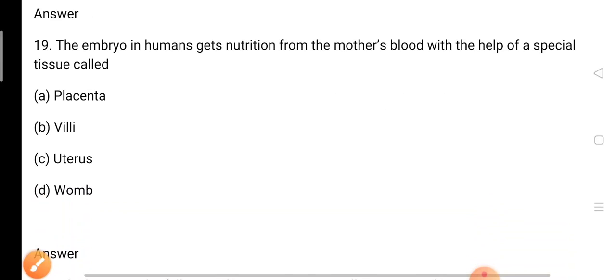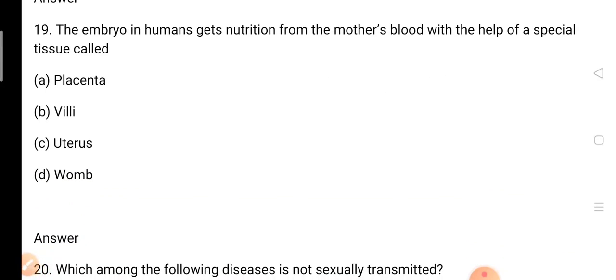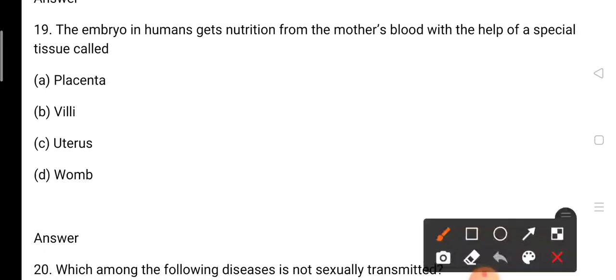Now the next question, the embryo in humans gets nutrition from the mother's blood with the help of a special tissue called, so the options are placenta, villi, uterus, womb. So placenta is the structure that provides nutrition to the embryo from the mother's blood. It is a disc-shaped structure we have discussed in our theory lecture. So for that question, option A is the correct option.